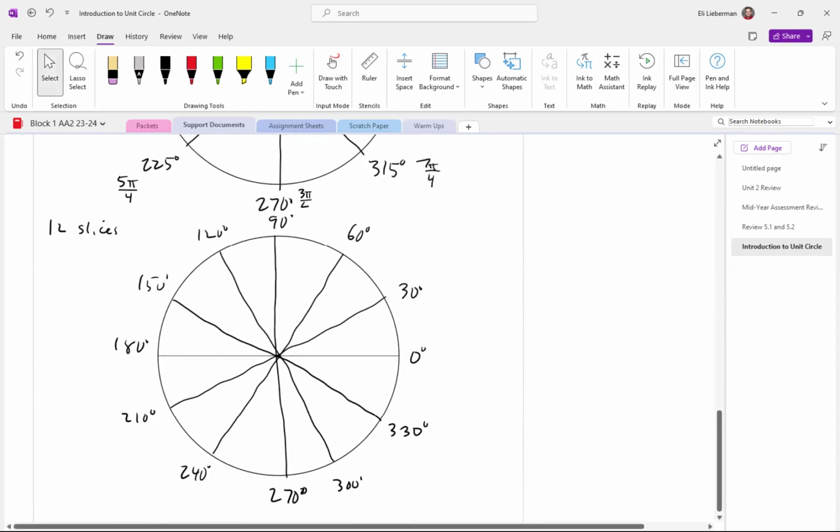Has anyone already done this one, the 12 slice one? You overachievers. Everyone catch up to those overachievers. You already finished? Get back, relax. The rest of us. That's a nice way to keep reading. More comfortable.